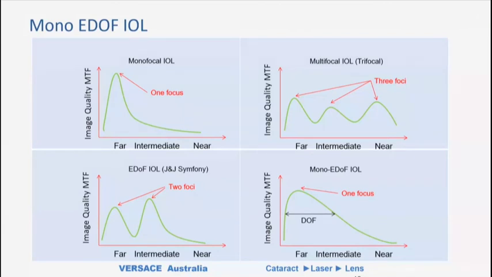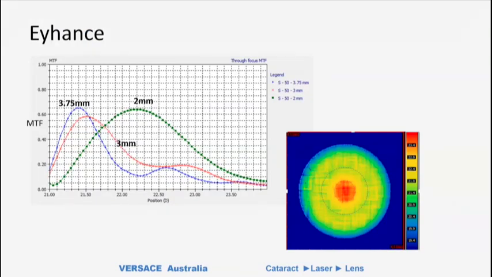That's how it works. But you'll also notice that the height at the peak of this curve is not as high as it was for a monofocal. You have lost some of the distance vision, which may not reach a critical threshold, but there is some loss of the distance vision. Here's a model of the Eyhance lens from Johnson & Johnson, which is the first monofocal EDOF lens to make it to market in Australia.